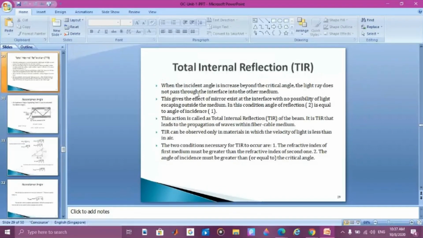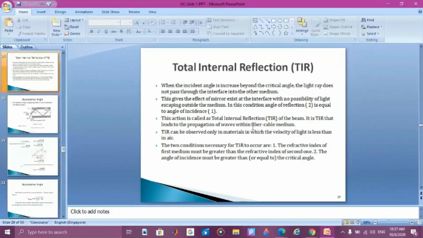So when the incident angle is increased beyond the critical angle, that is phi 1, the light ray does not pass through the interface to the other medium. So this gives the effect of a mirror existing at the surface, with no possibility of light escaping outside the medium. In this condition, the angle of reflection phi 2 is equal to the angle of incidence phi 1. So this action is called total internal reflection.